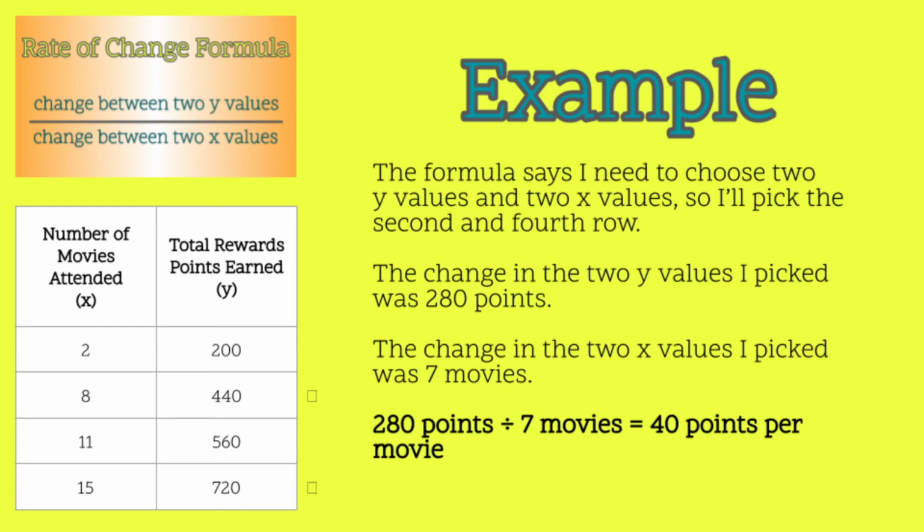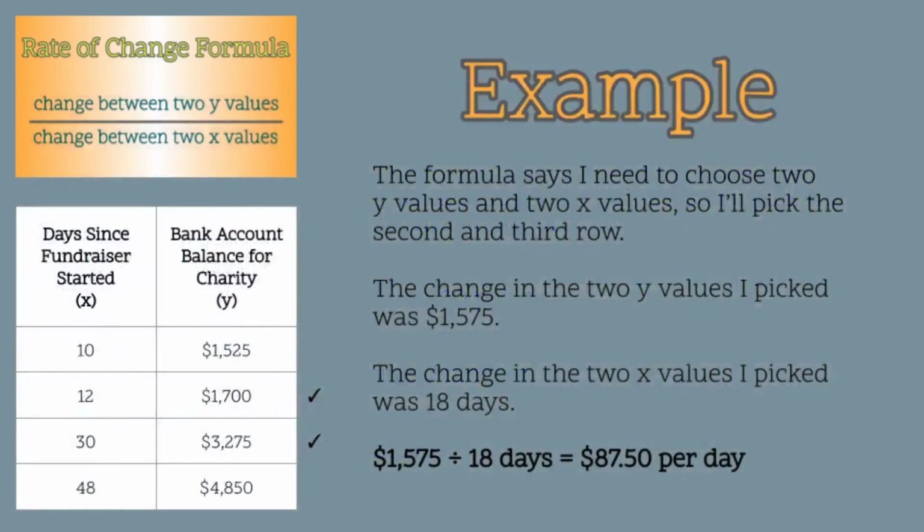Finally, the last example. The x column is measuring days since a fundraiser started, and the y column is measuring a bank account balance for a charity. So you can see I've chosen the second and third row.